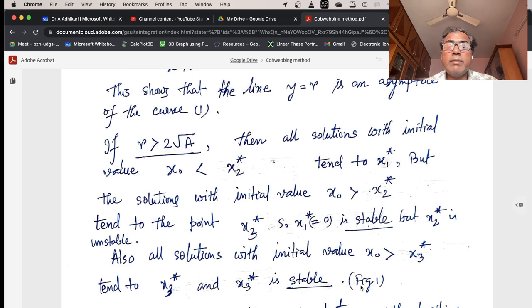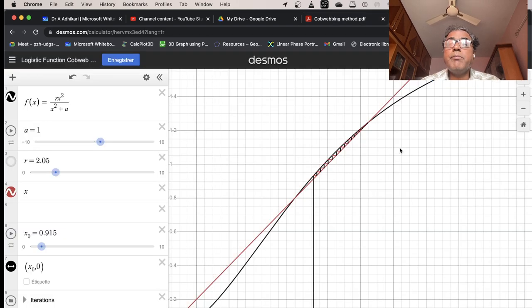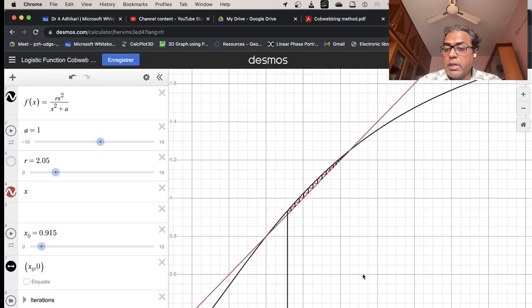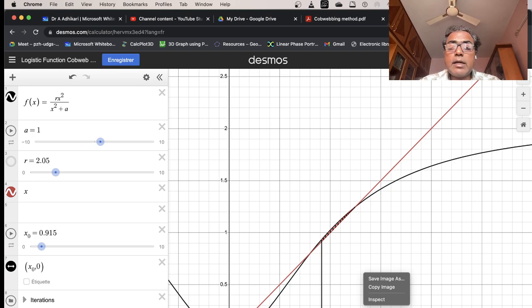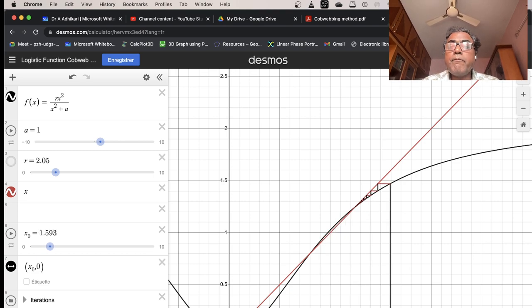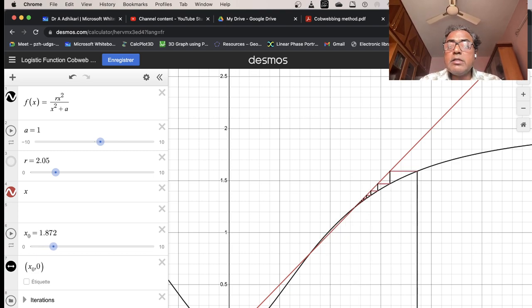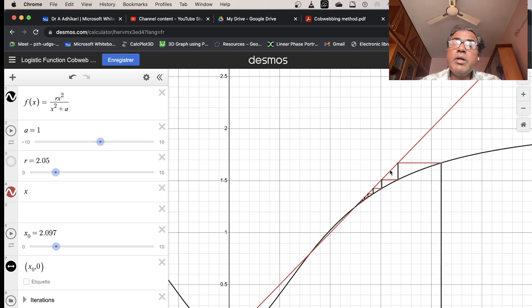So for all solutions with initial value greater than x3 star, from this figure, the cobweb diagram shows the solution converges to the point x3 star. This intersecting point is x2 star, and this intersecting point is x1 star; the solution converges to x3 star, the x coordinate of this point.